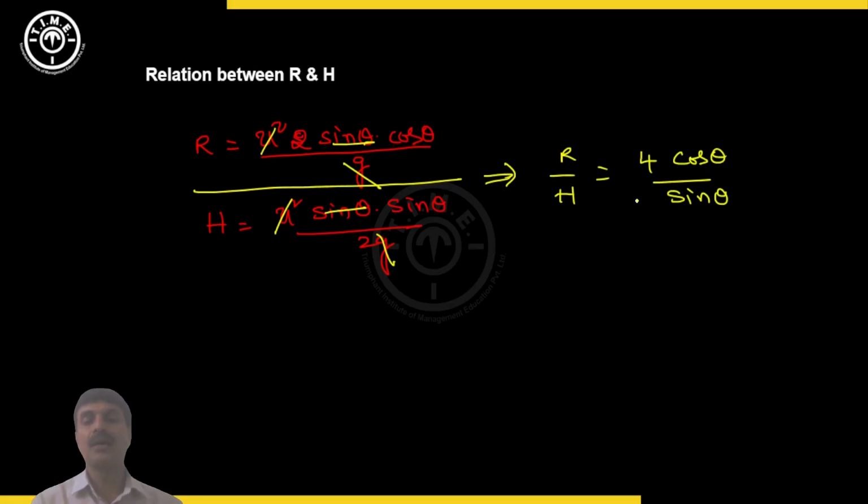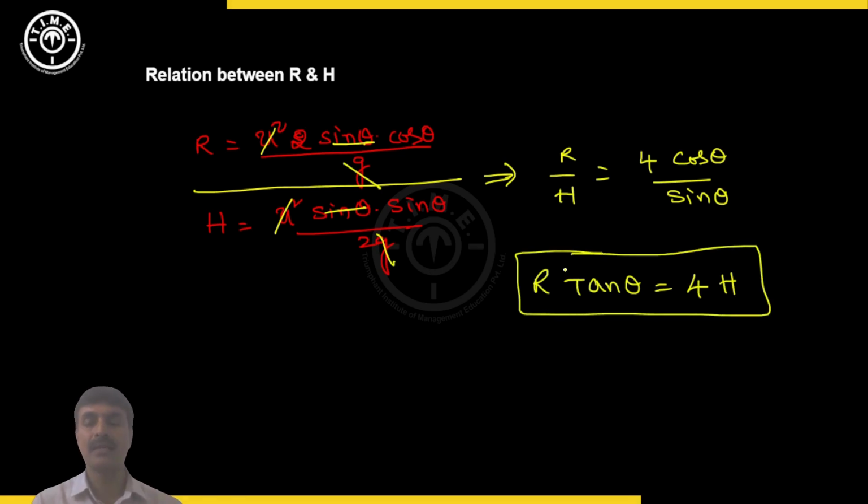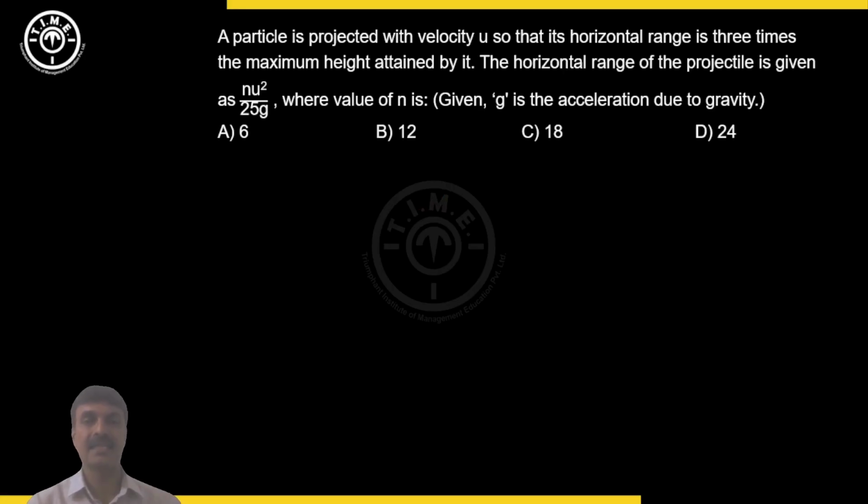Okay, or you can write it as R tan theta is equal to 4h. This is the relation between range and maximum height. Okay, now let us see some questions based on these concepts asked in previous JEE as well as NEET entrances.